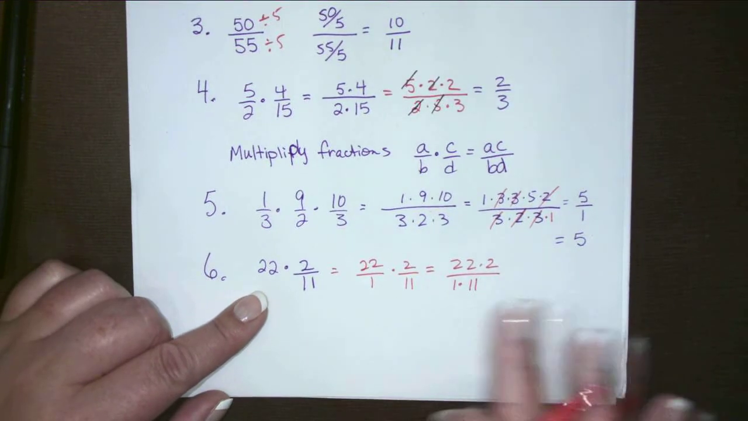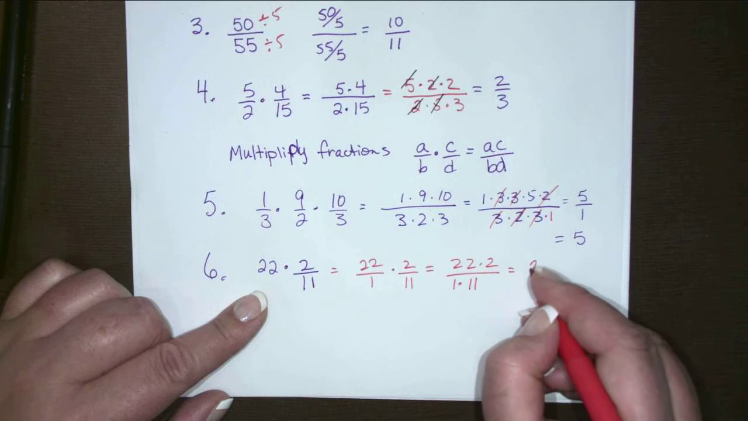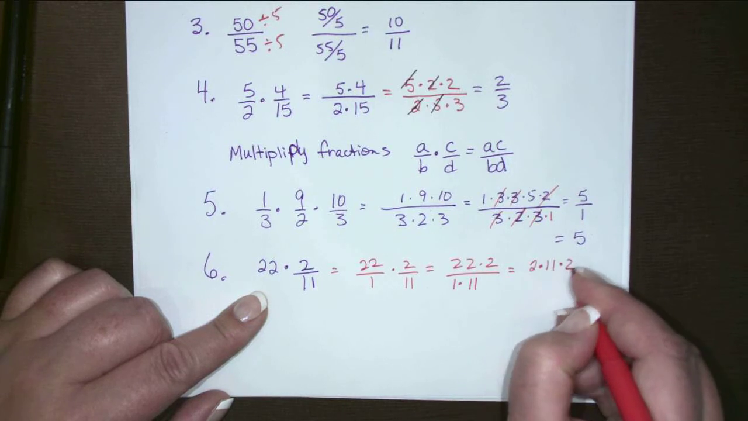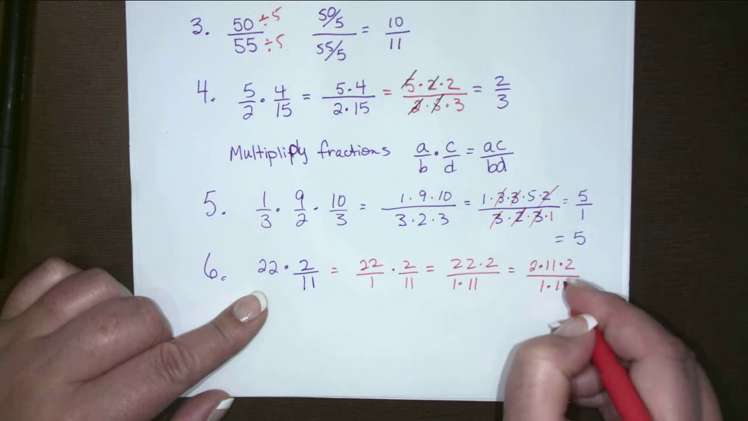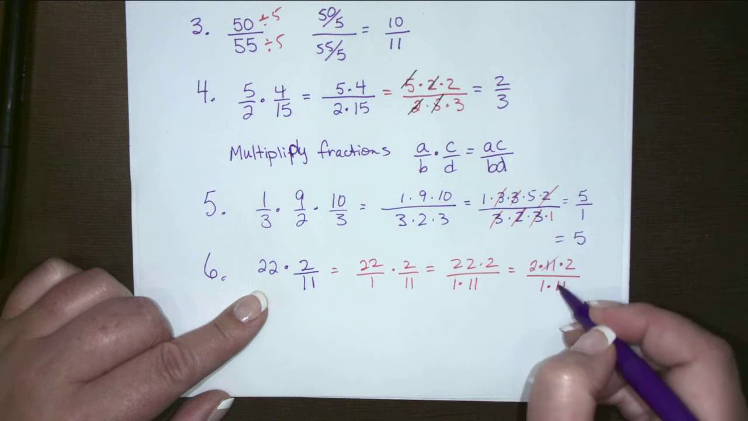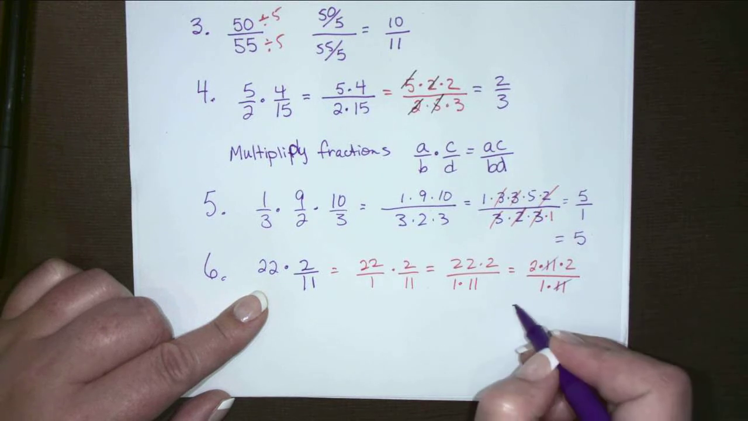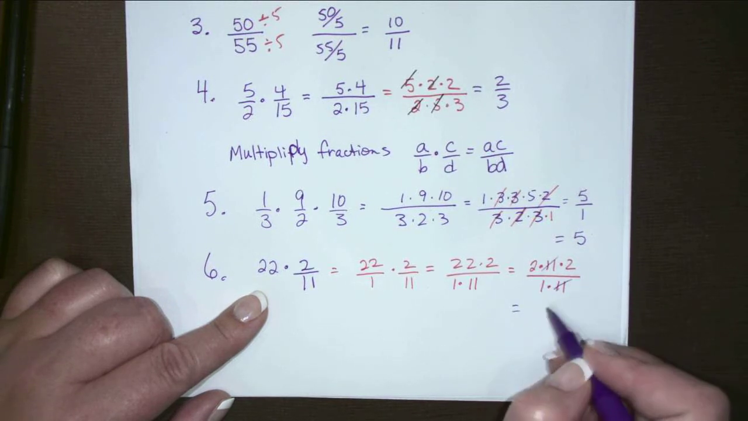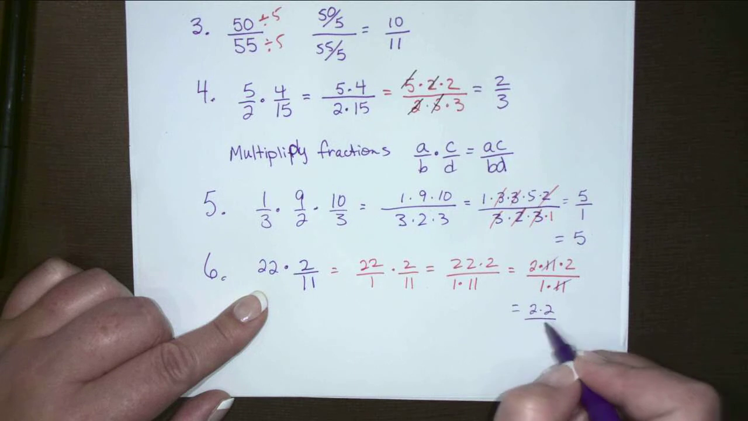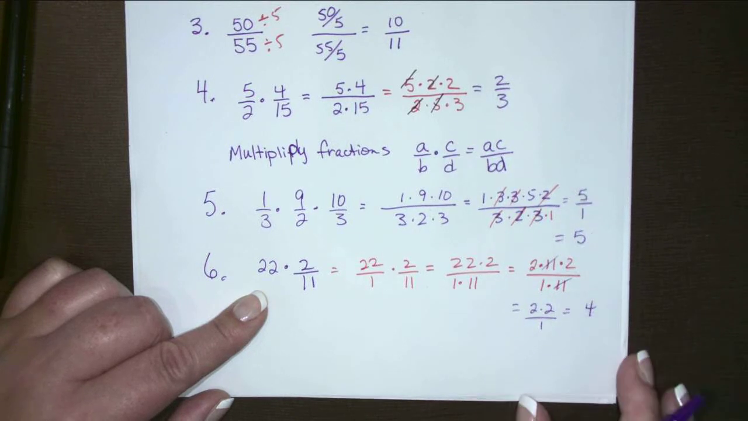What's going to cancel here? 22 can be broken down. So the 11s cancel. Anything else? Nope. So we've got 2 times 2 on top and a 1 on the bottom, which is just 4.